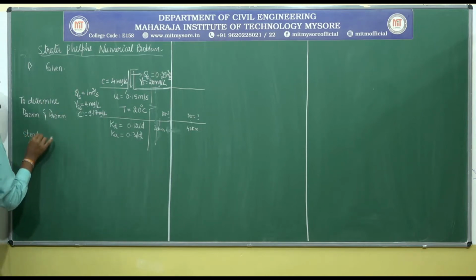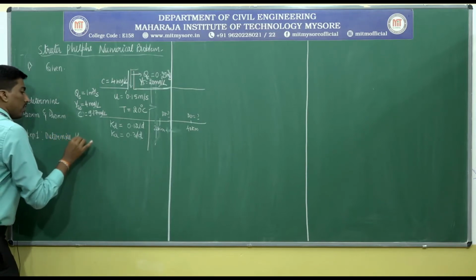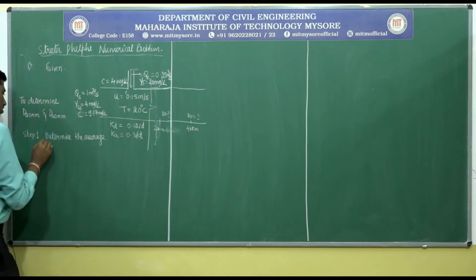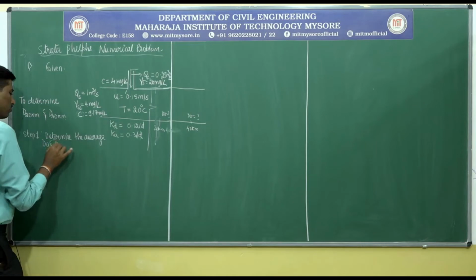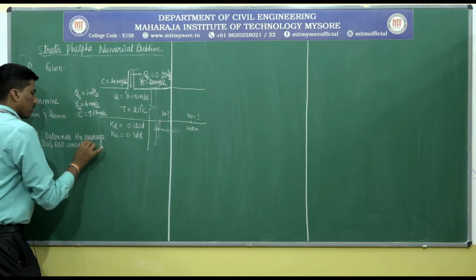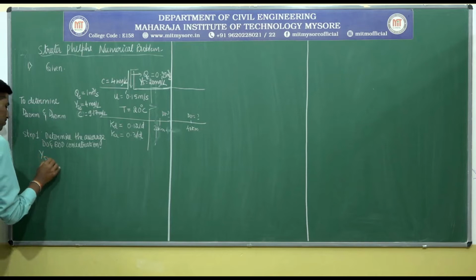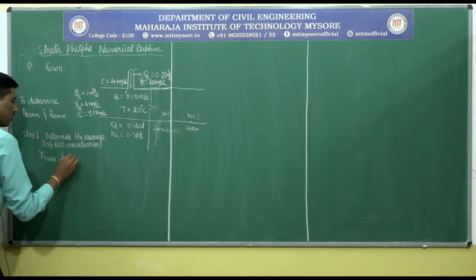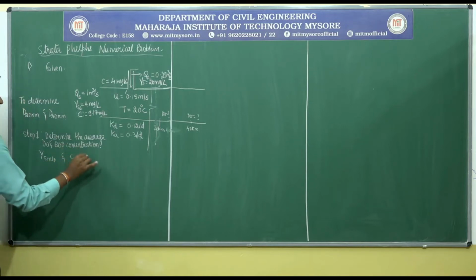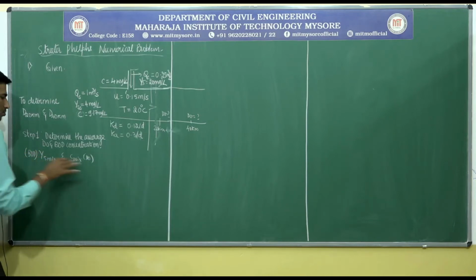Step 1, determine the average DO and BOD concentration. What is that? Y mix and C mix. This is for the DO and this is for the BOD. Please do remember, I am choosing like this.